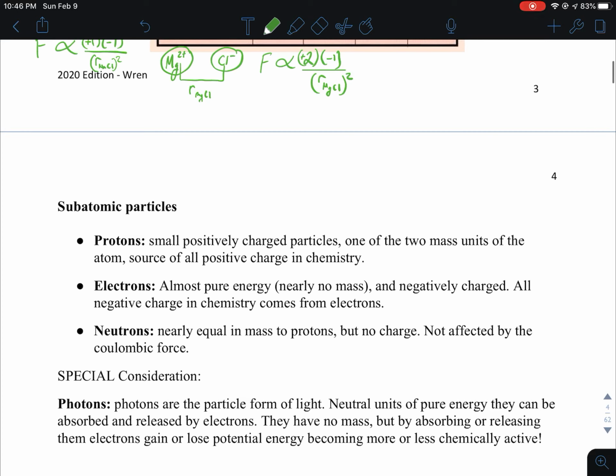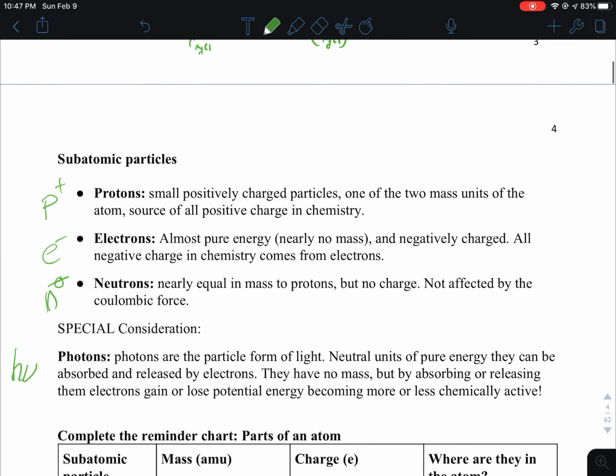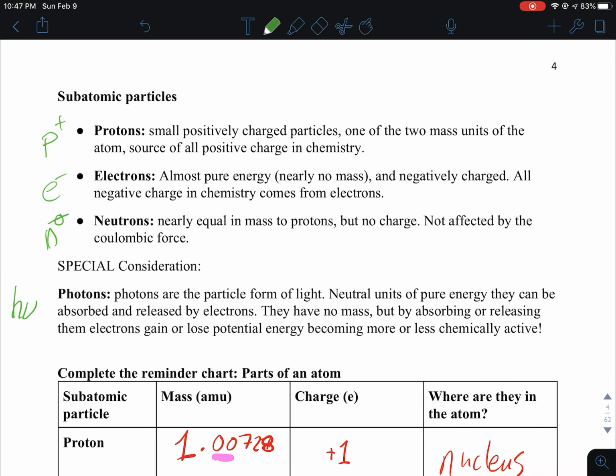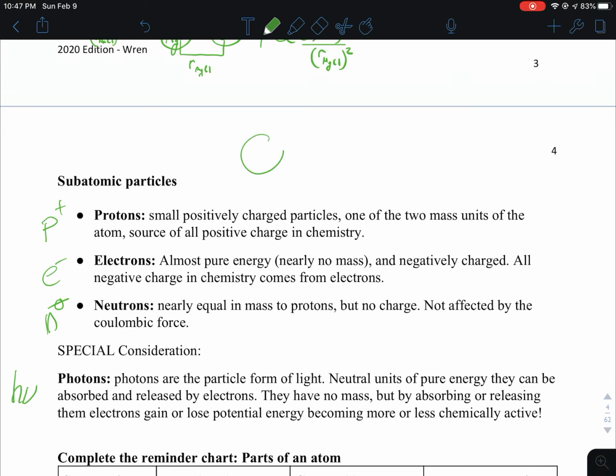You definitely need to know these subatomic particles. I like to use the p+ symbol for protons, e- for electrons, and n0 for neutrons. So if I ever write any of those, that's what I'm talking about. For photons, I sometimes use the symbol h nu. The energy of a photon is based on Planck's constant times the frequency. We'll talk about that in our next unit lesson. Every atom is essentially made of these components, and in a previous course you may have even drawn some Bohr diagrams.